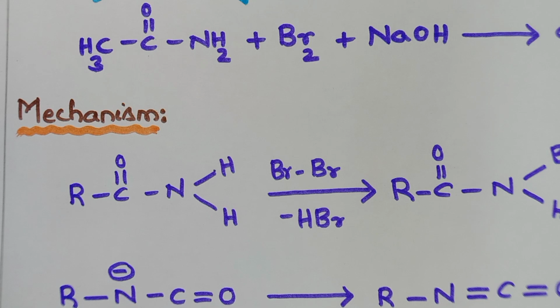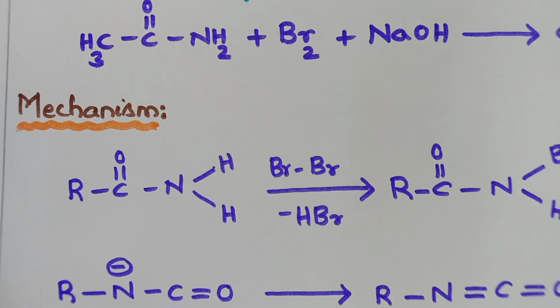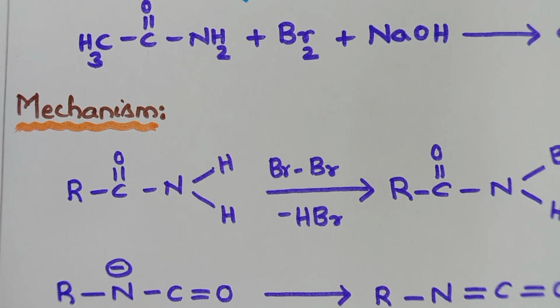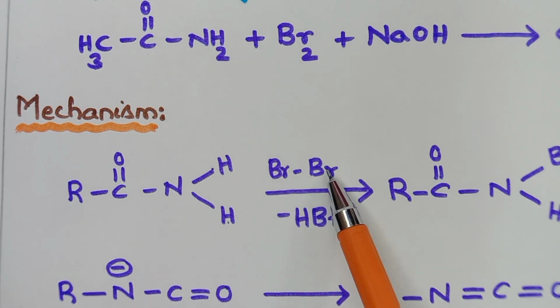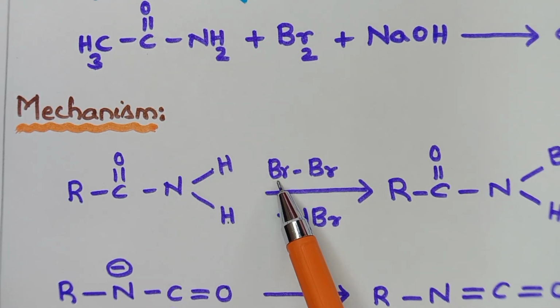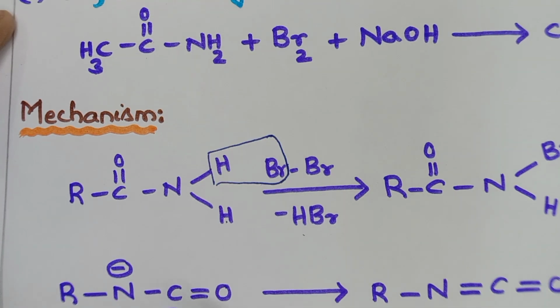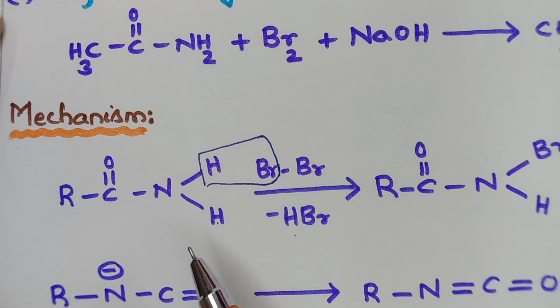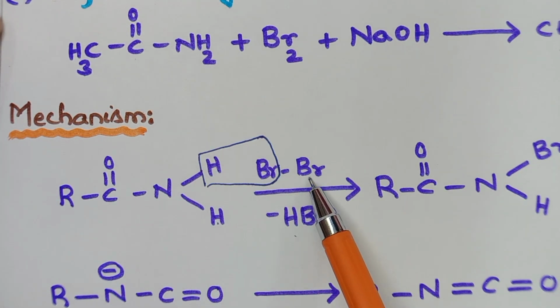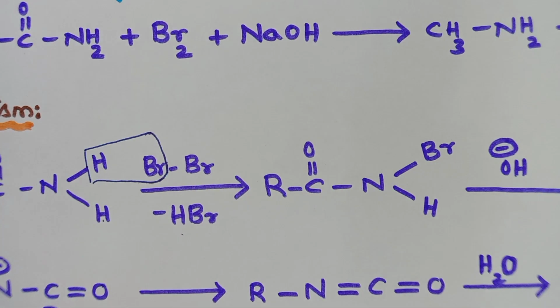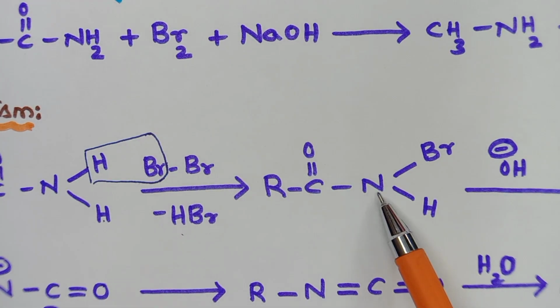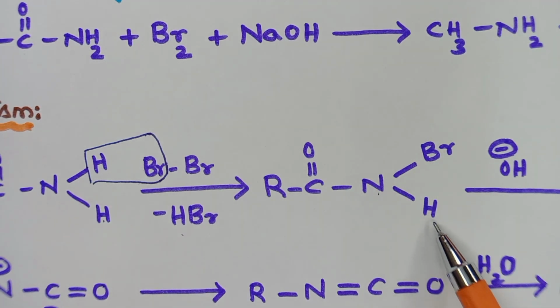So put the side heading mechanism, students. Okay. So we will see how 1 carbon is being reduced. I have taken here RC double bond O NH2 on bromination. What happens? This H and Br will be coming out as HBr. Okay, students. Next, in the place of this hydrogen, this Br will be replaced. So next we will get RC double bond O, N, here Br and here H.